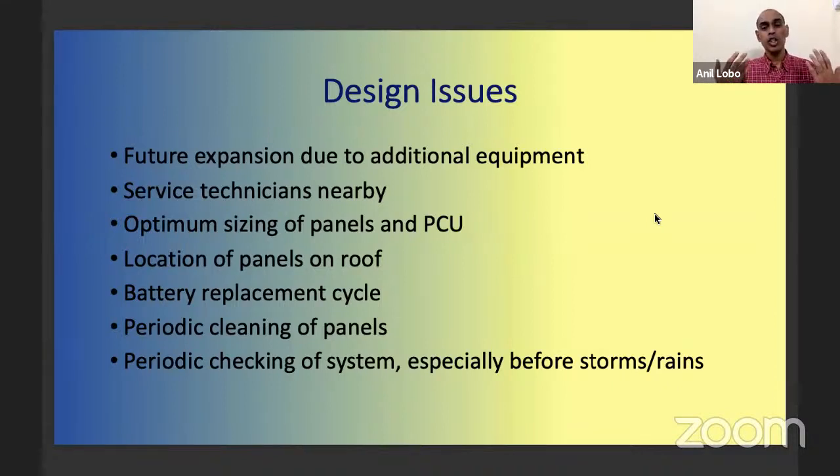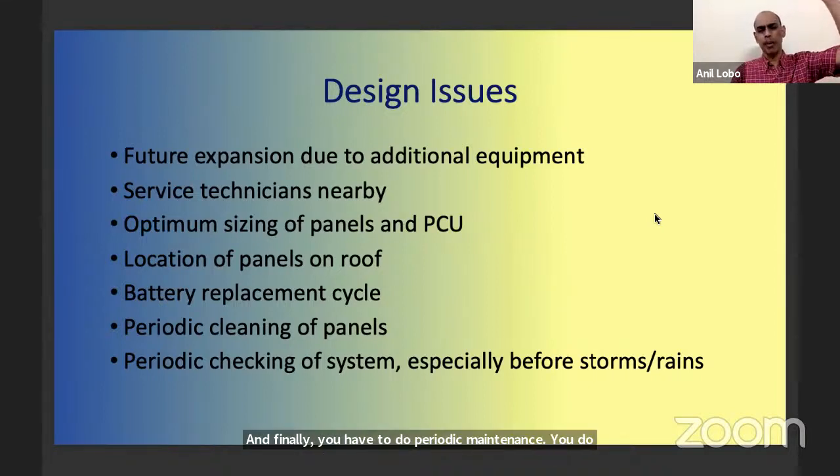And finally, you have to do periodic maintenance. You do periodic maintenance on the panels on the roof. You clean them, just regular water. Soap and water is good enough. The plain water is fine. Make sure the cleaning is done at an optimum time so that you don't accidentally damage the panels by stepping on them or so forth. And you choose a time of the day when it's bright enough, but it's not peak sunlight time.